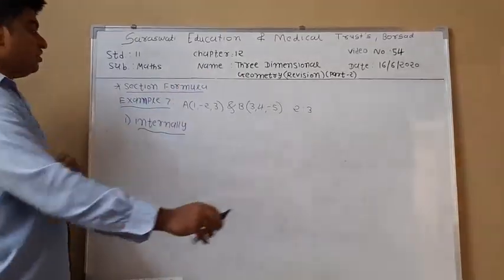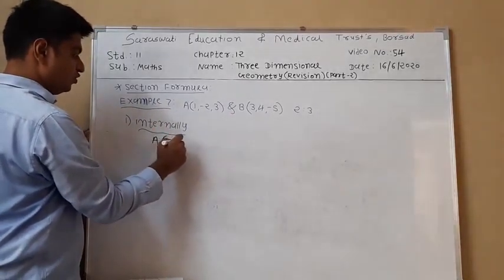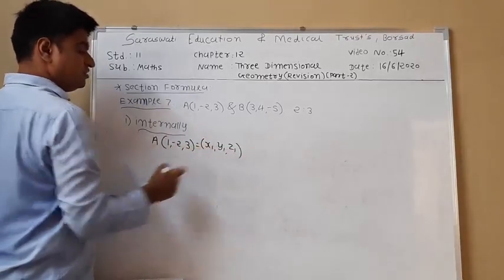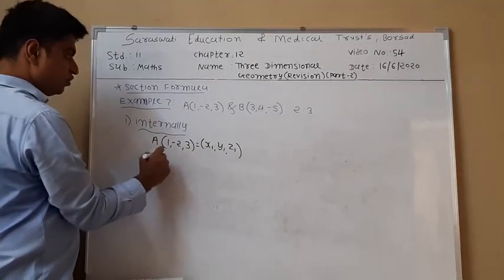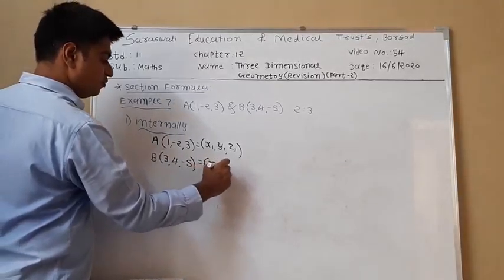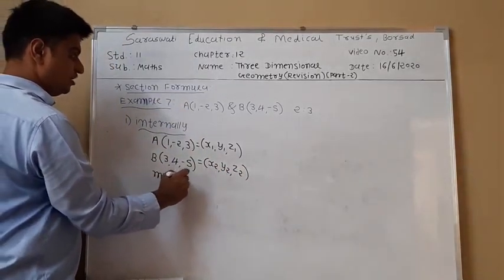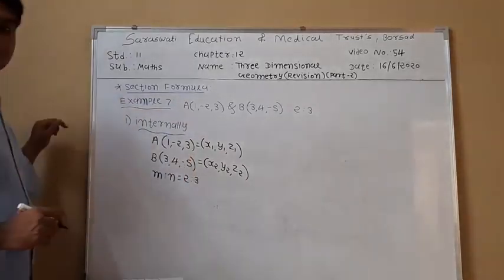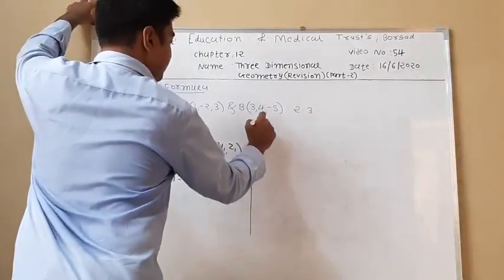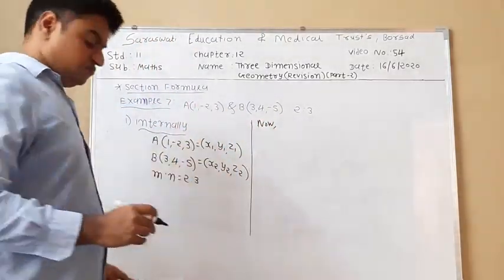So first of all, find the point in the case of internal division. Here we consider A coordinate (1, minus 2, 3) as x1, y1, z1, and B coordinate (3, 4, minus 5) as x2, y2, z2. Here the ratio m:n is 2:3. Suppose the point dividing the line segment is P.